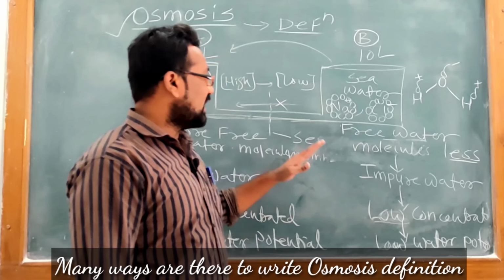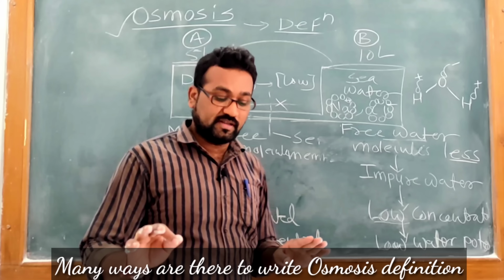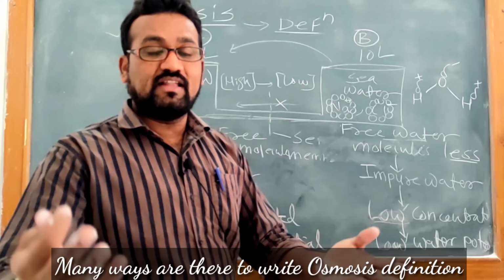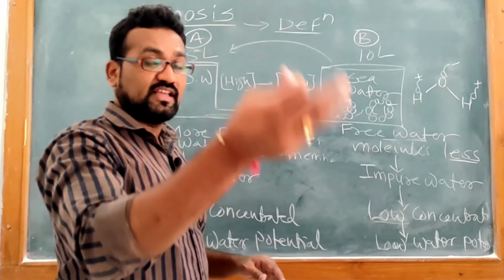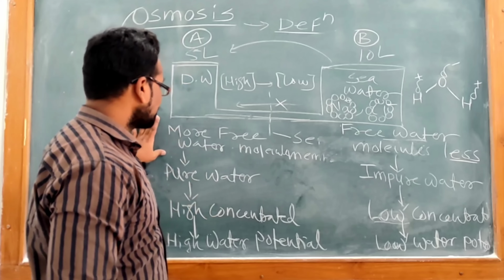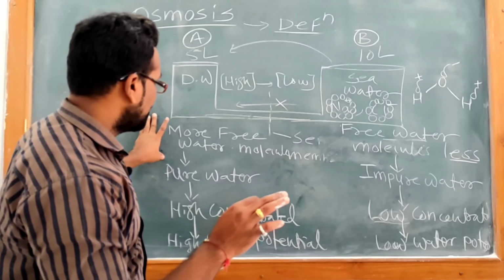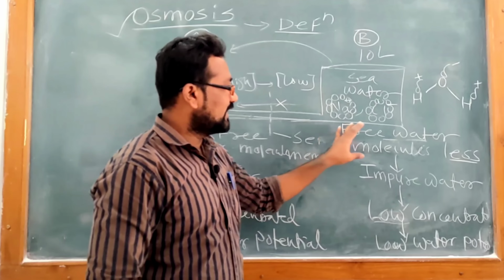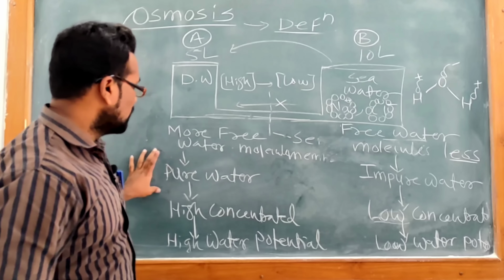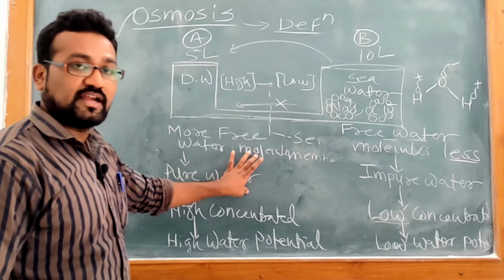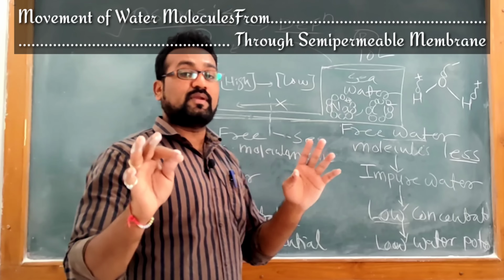For that I have drawn this diagram. This diagram will definitely help you to write your definition, and I am sure you will remember the definition of osmosis forever. So you can write the definition of osmosis in various fashions. You can write the movement of water from more free water molecules to less free water molecules side through semi-permeable membrane, or you can write the movement of water from pure water state to the impure water state through semi-permeable membrane. Through semi-permeable membrane should be there.